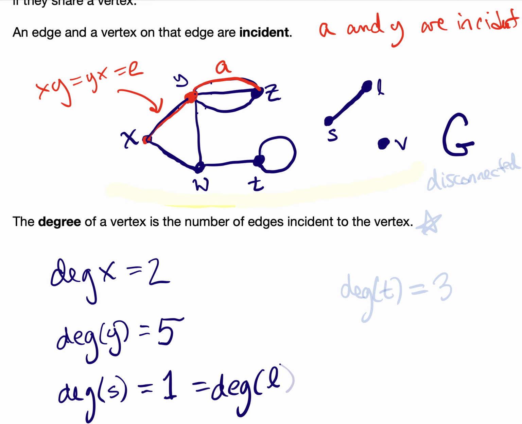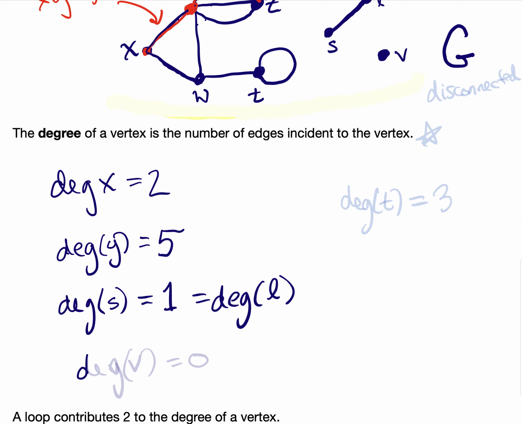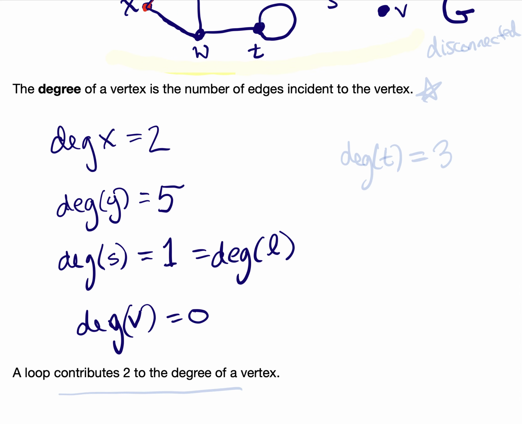And the degree of the vertex V is just 0 because V is incident with no edges. There's one caveat to the definition above, which is that a loop contributes 2 to the degree of a vertex. So, for example, the degree of the vertex T above is 1, 2, 3.